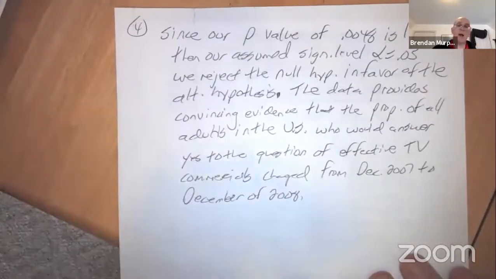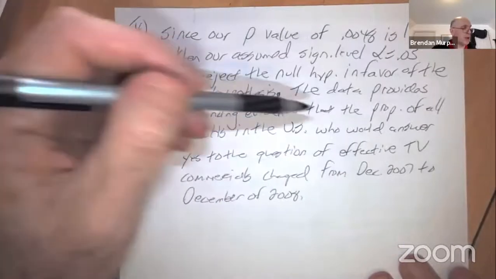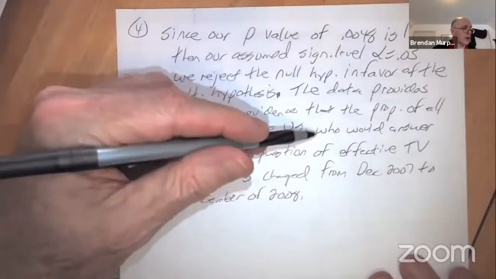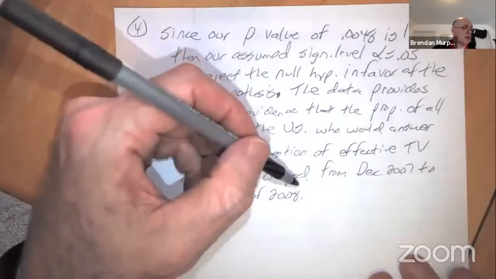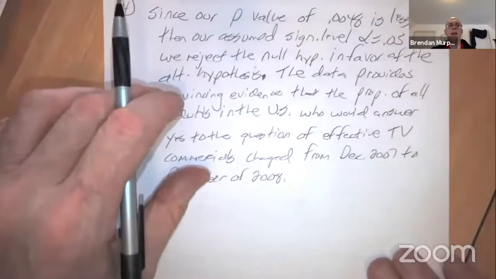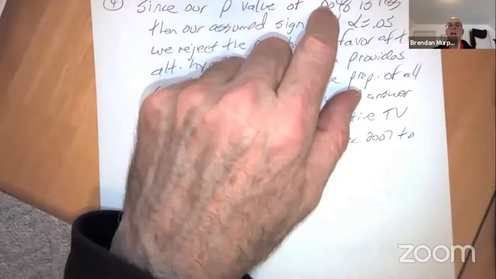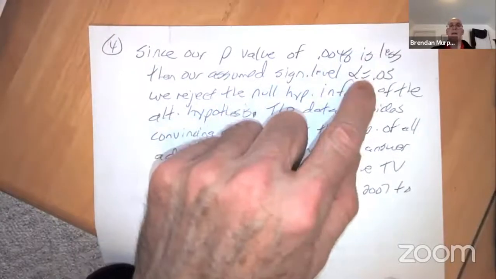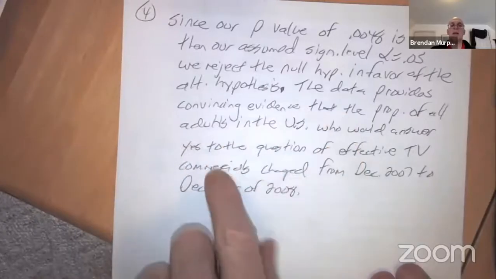Okay, but there's no context, and I really have to make a decision as it relates to this problem in that original quote. The data provides convincing evidence that the proportion of all adults in the US who would have said yes to the question of effective TV commercials changed from December 2007 to December of 2008. Again, lots of ways to say that correctly, but I need to get in there my p-value. I need to link that to my significance level. I need to make some decision. I either reject or fail to reject. And then I want some conclusion in context here.